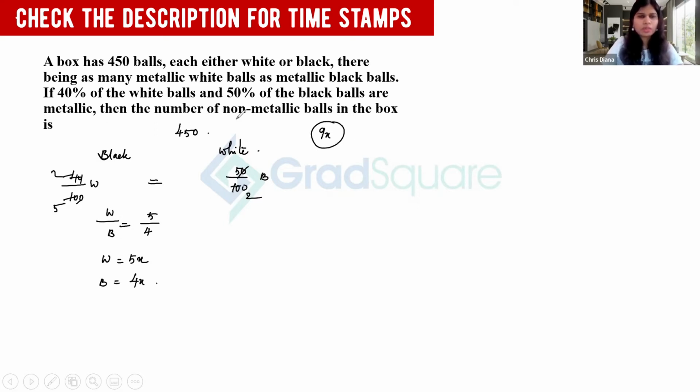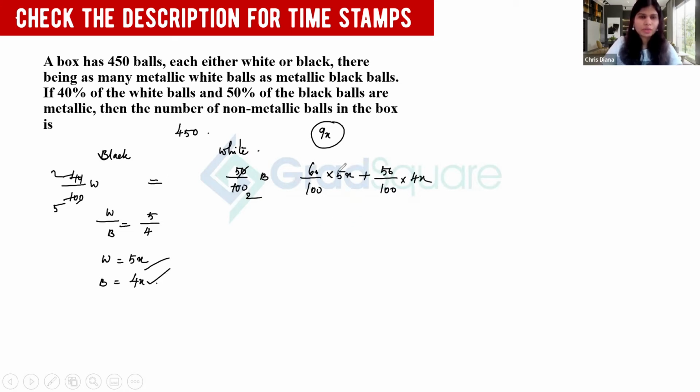Now, the number of non-metallic balls. See, this is about the metallic balls, right? 40% of the white balls and 50% of the black balls. So what I can now do is to find the non-metallic balls. So 40% of the white balls are metallic, then 60% of the white balls, which is 5x, have to be non-metallic. Similarly, if 50% of the black balls are metallic, the remaining 50% have to be definitely non-metallic, and that's of 4x.